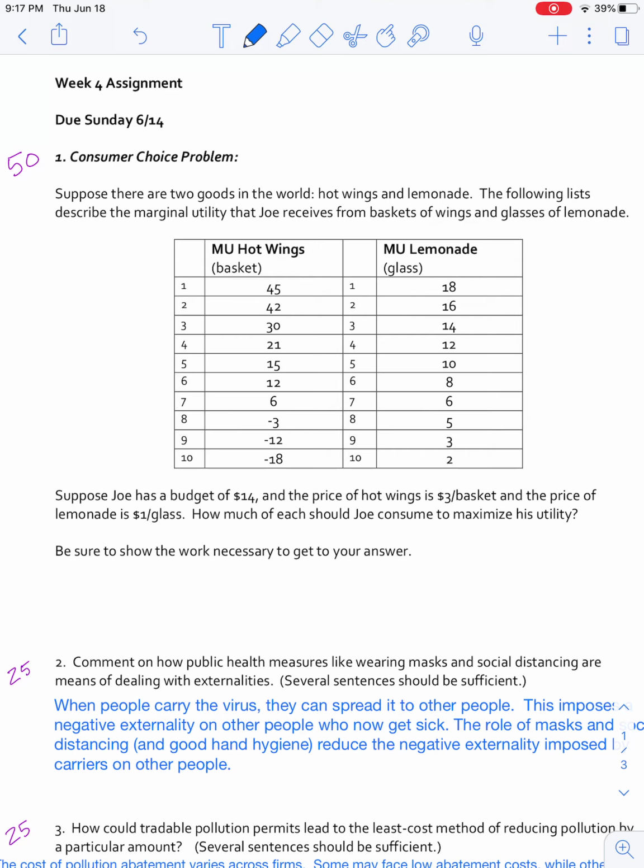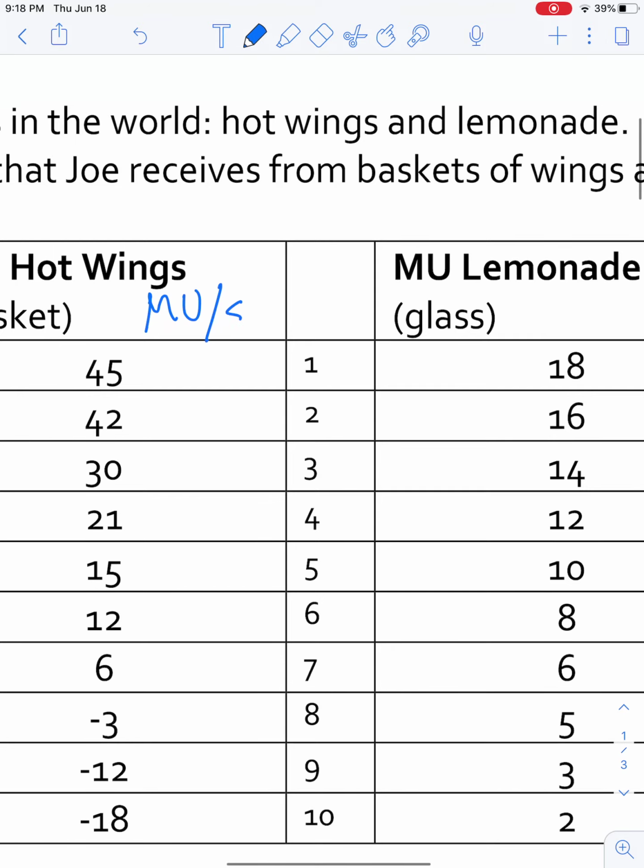Lemonade, first glass, gives you 18 units of happiness or satisfaction or utility. The second glass 16, the third 14, the next 12, 10, 8, and etc. And then the other important things down here, I said suppose, oh, it is Joe, look at that, has a budget of 14, but wings are $3 a basket and lemonade is $1 a glass. So we have the marginal utility numbers, we have the price. What we really need to find is marginal utility per dollar, right?